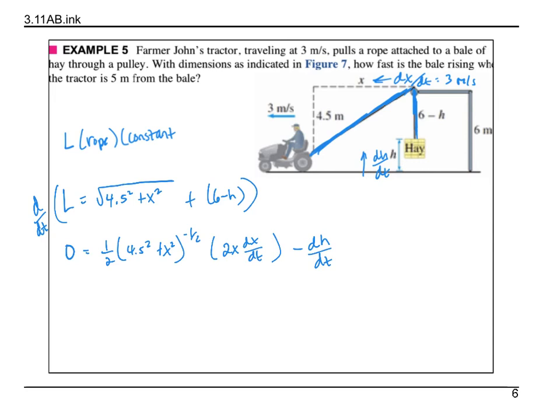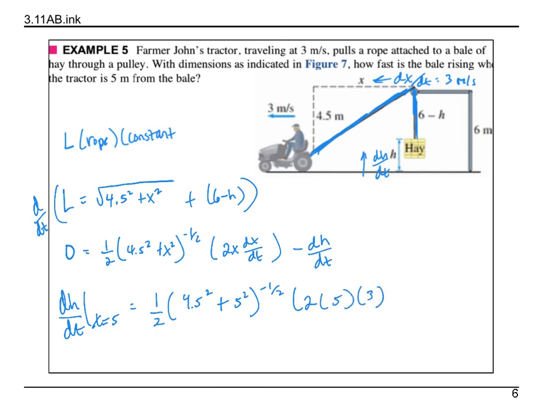I'm just going to move dh/dt over to the other side. It's pretty easy in this problem. And we're specifically looking when x is 5. So now I can plug everything in. The rest of the problem isn't so tough. It's really just acknowledging the fact that the rope is a constant, and that's the relationship that we really need. Everything else is pretty simple. Plug in, get your final answer of 2.23 meters per second is how fast the bale of hay is rising.